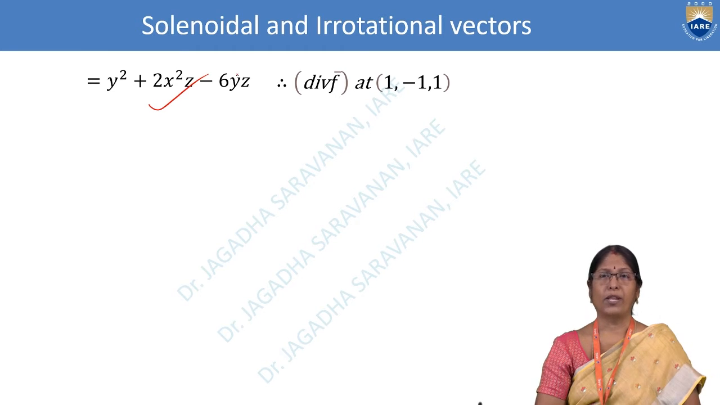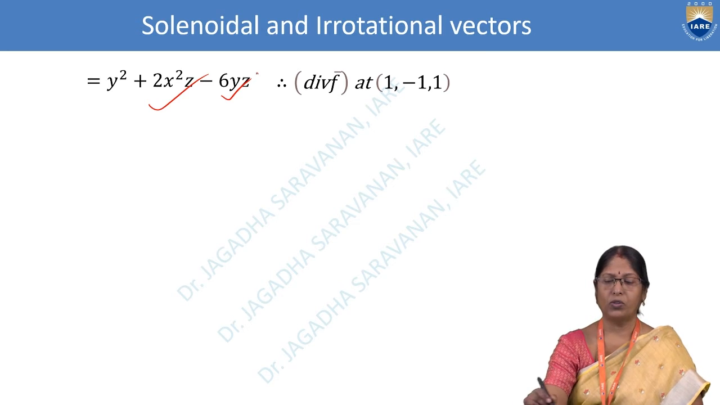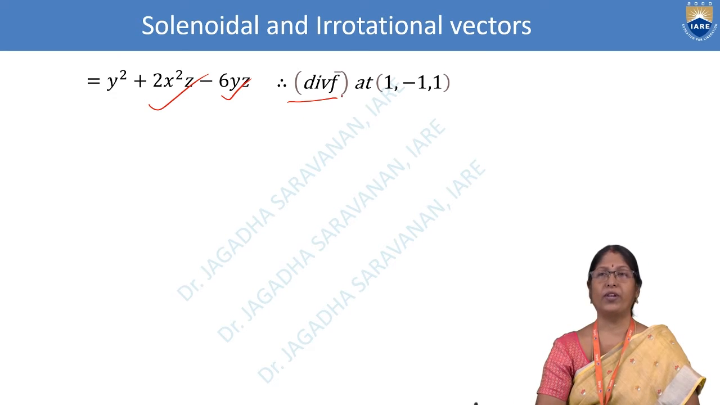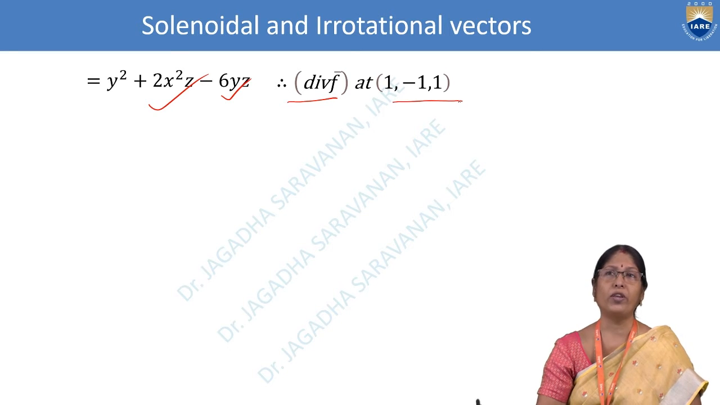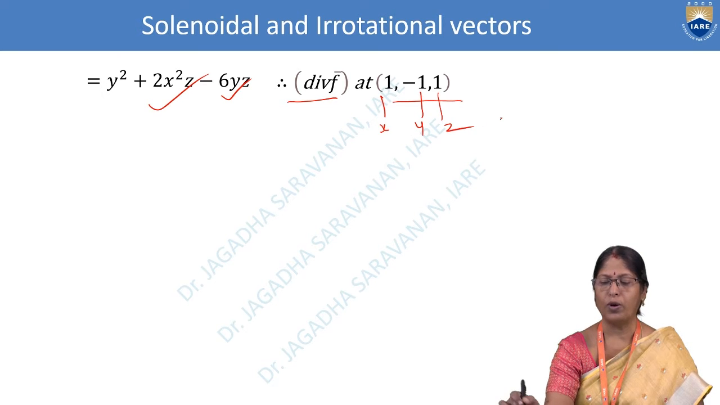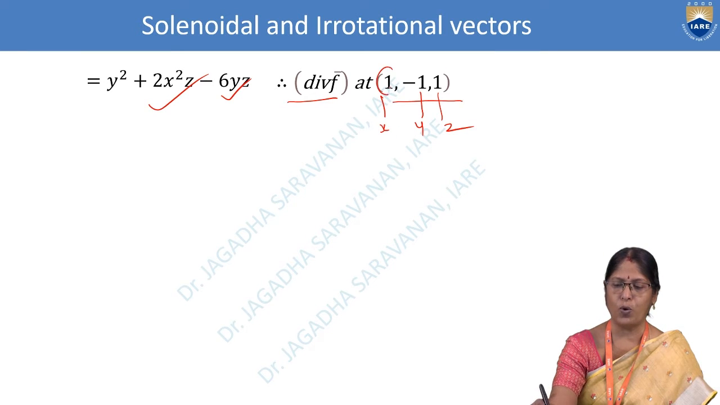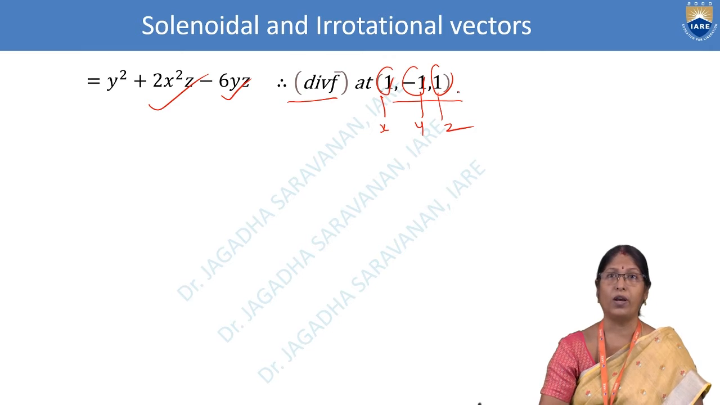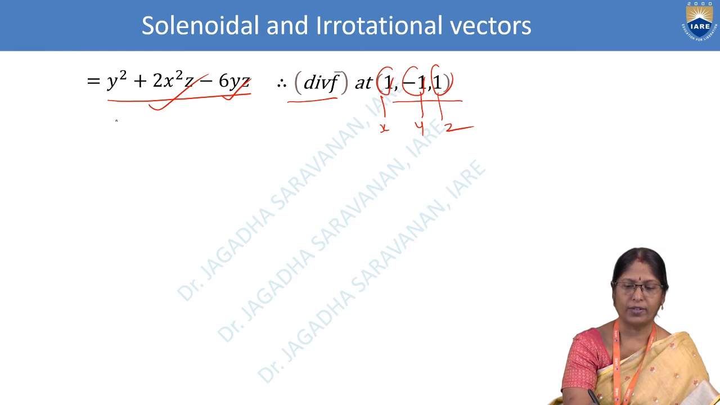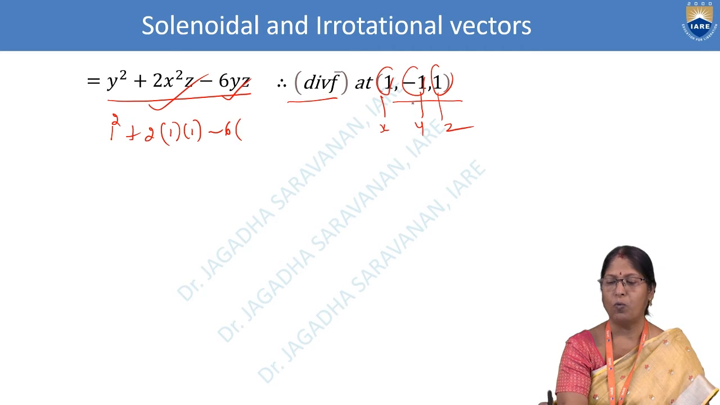So y square plus 2x squared z minus 6yz, we got it. The divergent f, the question, is given at this particular point; we have to find it. Here x is playing the role, y is playing the role, z is playing the role. So x takes the value 1, y is minus 1, z is 1. We are going to substitute in this particular place. So now substituting 1 square, here substituting 2 into 1, 1, minus 6, y is minus 1.